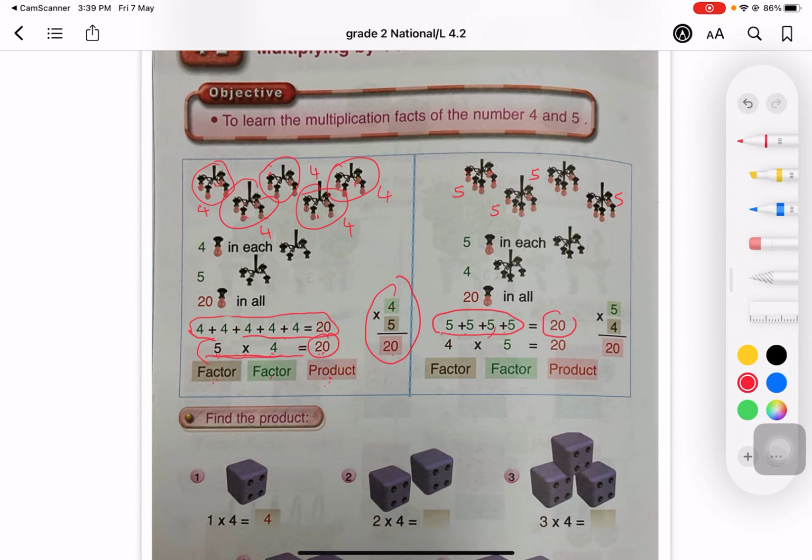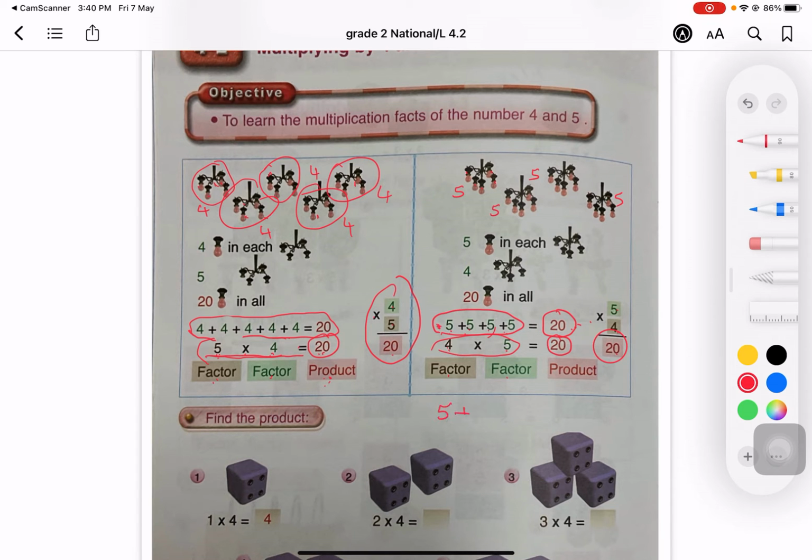In all, how many they are? They are 20. Instead of saying 5 plus 5 plus 5 plus 5, I can say 5 multiply 4, and you will get the answer 20. So this 4 is factor, this 5 is factor, and this answer 20 is the product. 4 multiply 5, the answer is 20. Okay, this we call it a multiplication sentence. هذه we call it addition sentence.